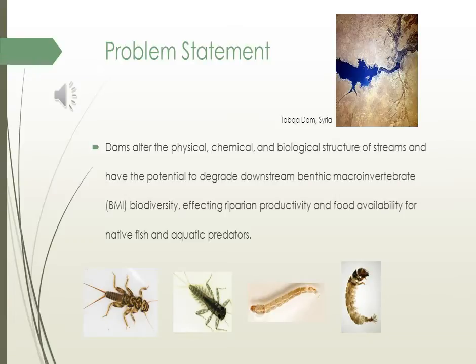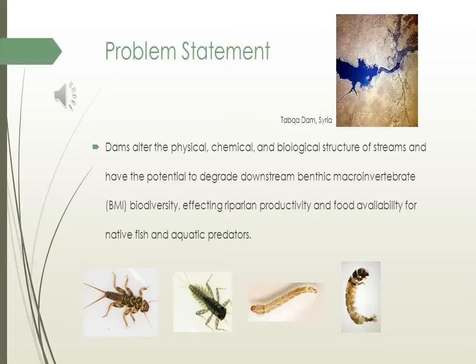So why do we want to compare the benthic macroinvertebrate community above and below Hyalite Creek Dam? Well, we know that dams can alter streams physically, chemically, and biologically, and that they could potentially degrade this benthic macroinvertebrate community and their habitat downstream, which would affect riparian productivity and also food availability for native fish and other aquatic predators.